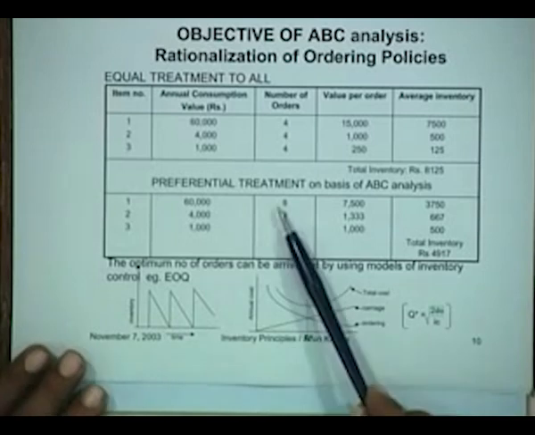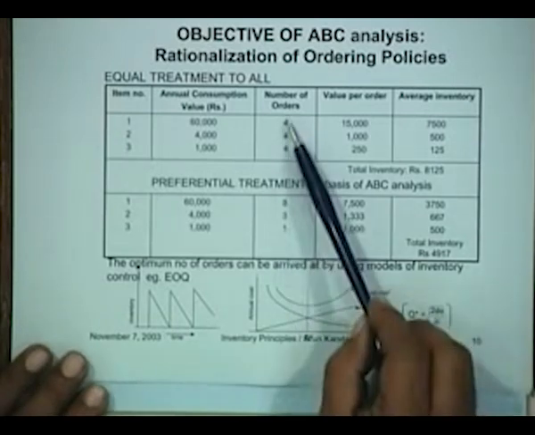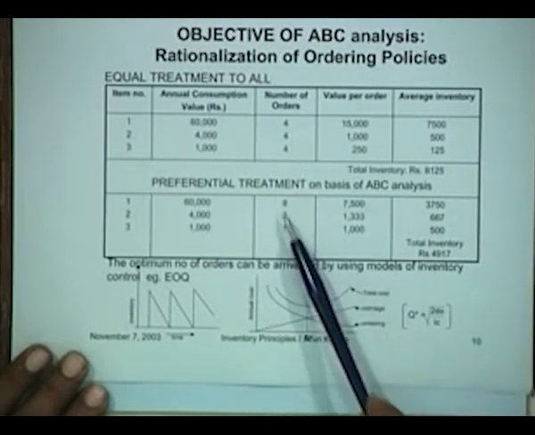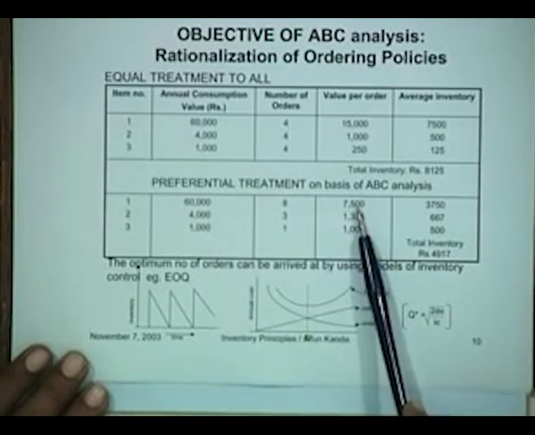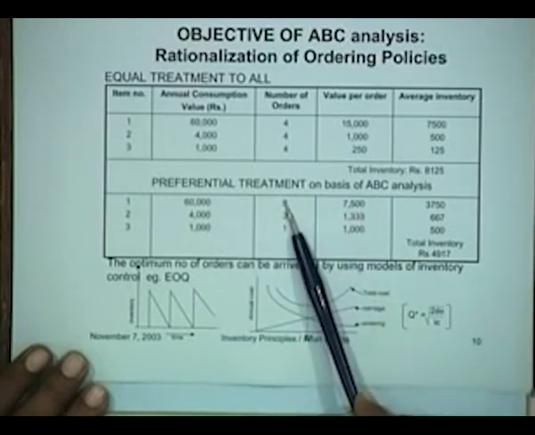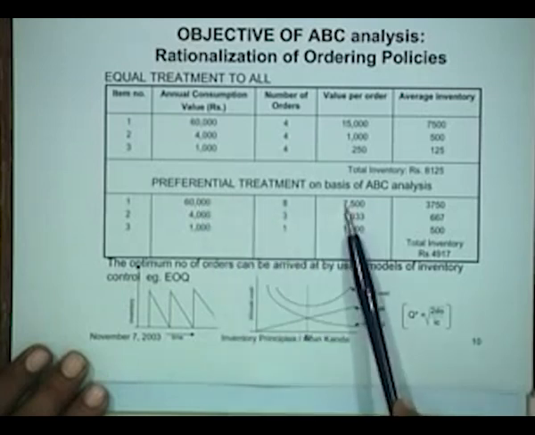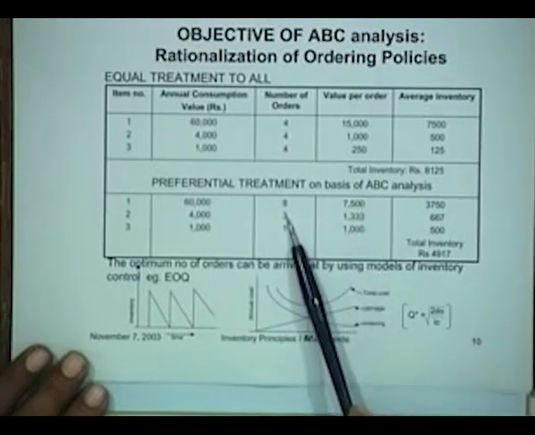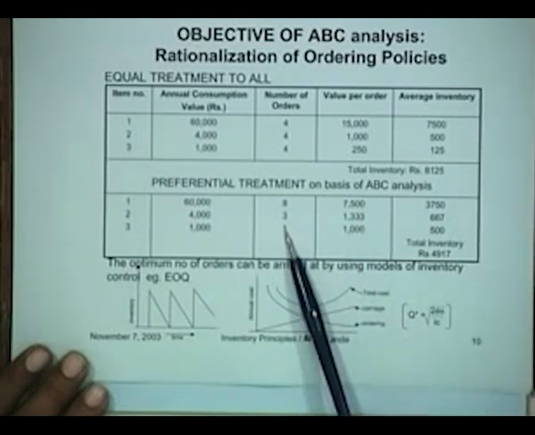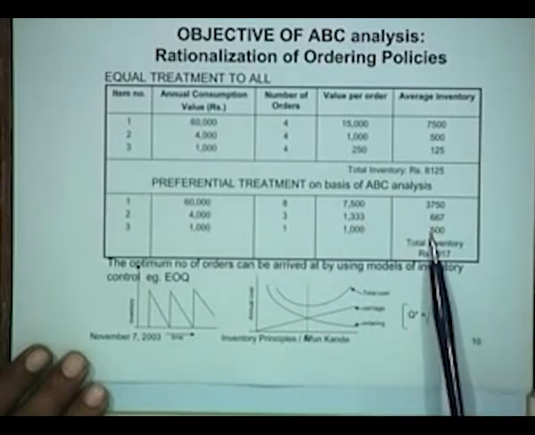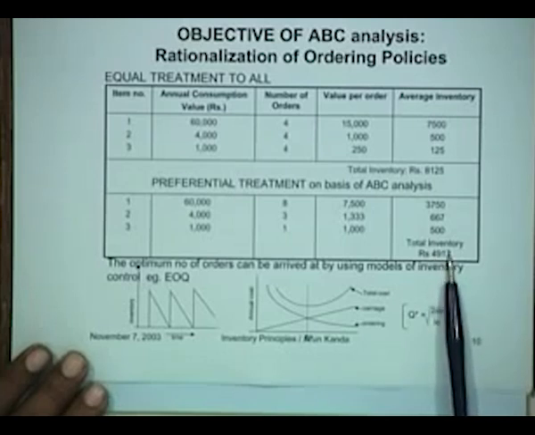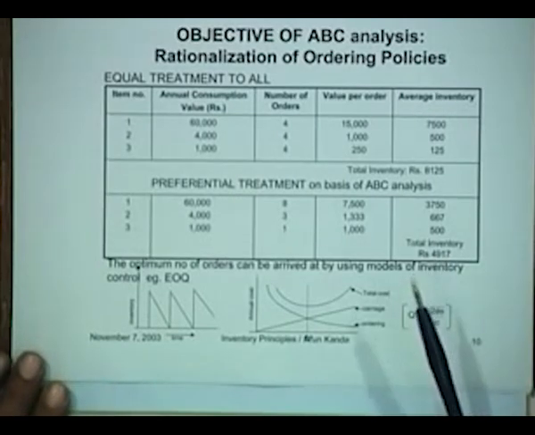Okay. So what will happen is that these are also 12 orders, but these are a preferential treatment on the basis of ABC. What you find is that the value of this with 8 orders now works out to only 7,500. For 3 it is 1,333. For 1 it is 1,000 here, and the average inventory is half of these, so that the total inventory falls to 4,917. This is a very significant result.